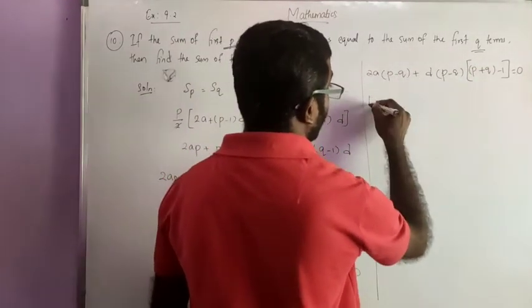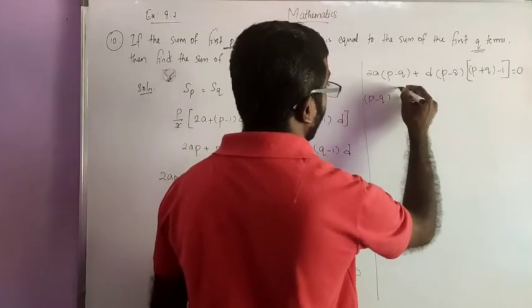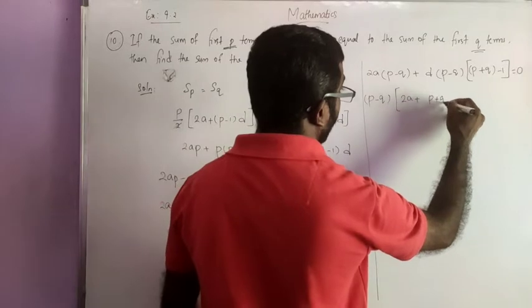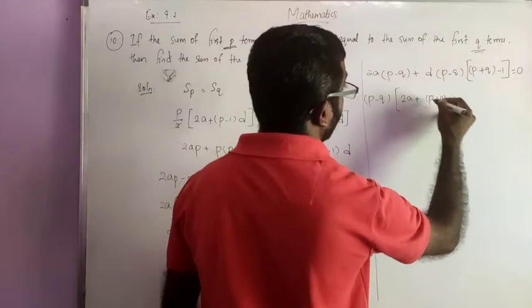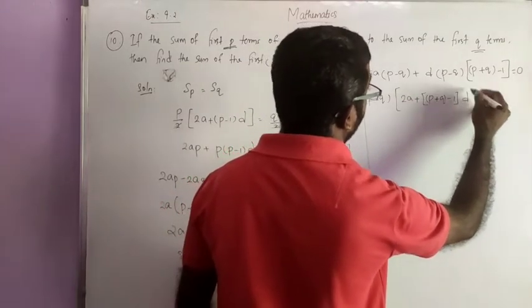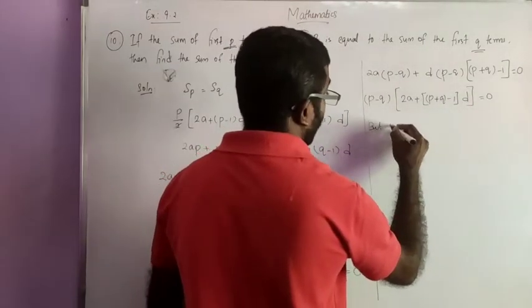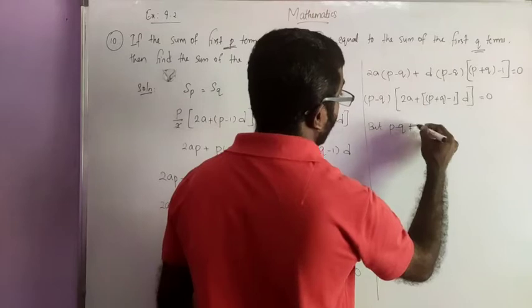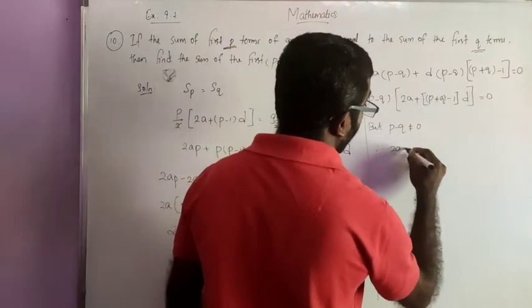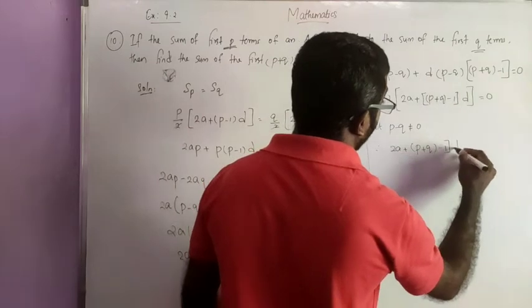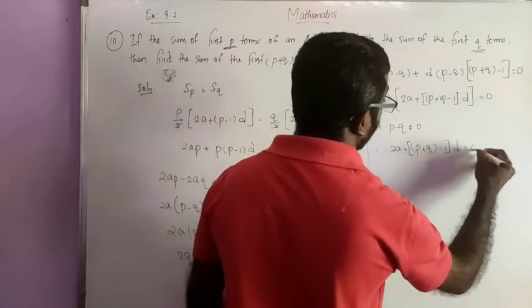Overall p minus q is common. So p minus q into 2a plus p plus q minus 1 into d is equal to 0. But p minus q is not equal to 0. Therefore 2a plus p plus q minus 1 into d is equal to 0.